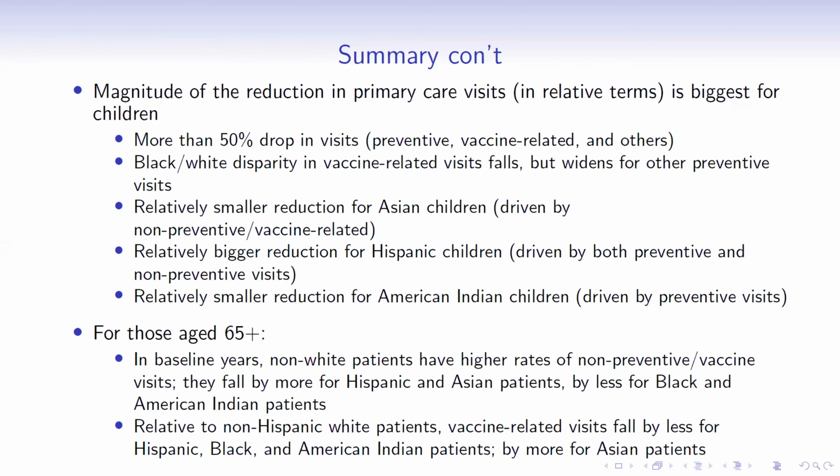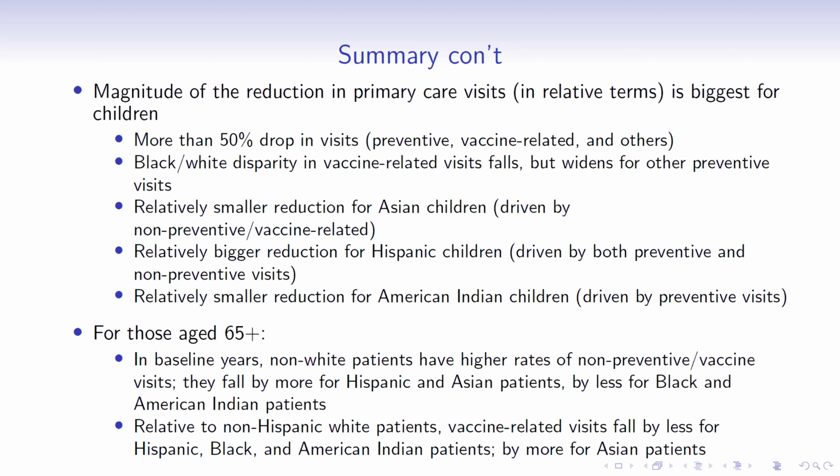When we look separately by age groups, we find that the magnitude of the reduction in primary care visits, in relative terms, relative to the baseline means, is the biggest for children. We see a more than 50% drop in visits across the board. The Black-white disparity in vaccine-related visits appears to fall, but widens for other types of preventive visits. We see a relatively smaller reduction in the number of visits for Asian children, and this is driven entirely by non-preventive vaccine-related visits. Relatively bigger reduction for Hispanic children, driven by both preventive and non-preventive visits, and relatively smaller reduction for American Indian children, driven by preventive visits.